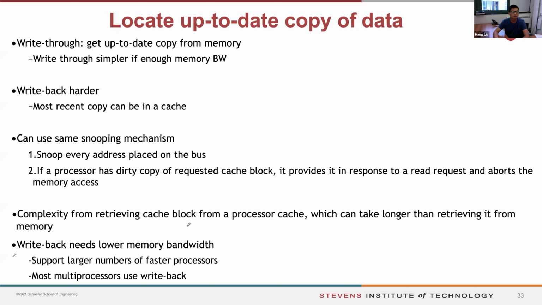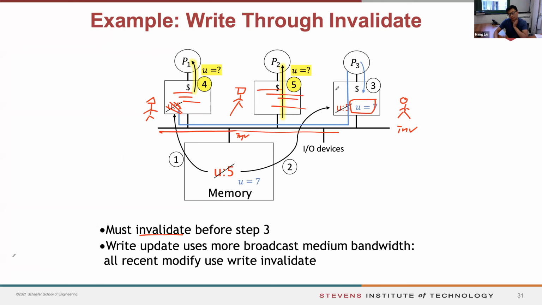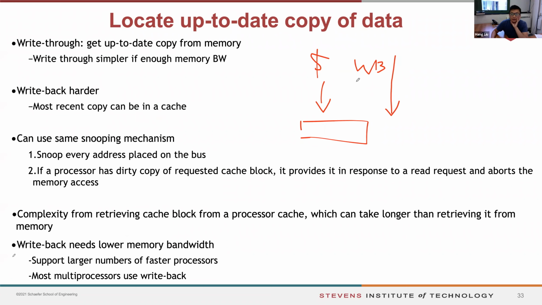Okay. Locating the up-to-date copy of the data, there are two ways. First is write through, to do a little bit of review. If you have a cache here, and then you have the memory. In write through, whenever you update the cache, you also update the memory, okay? That's how you go through the cache. Sorry, this is write through, it's WT, right?